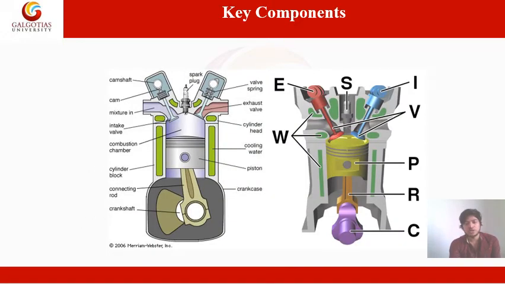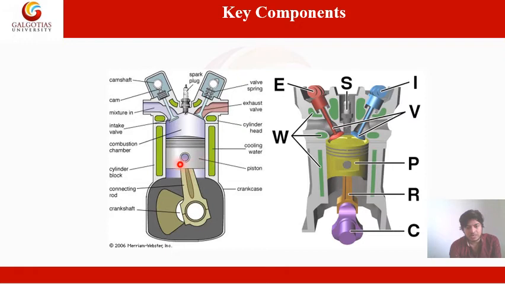Now, these two diagrams clearly indicate the different parts. Here you can see this is the spark plug, which is used to ignite the fuel. These are the camshafts; you can see they control, through the cam, this intake valve and this exhaust valve. These are known as spring valves. Here this is a cylinder head. You have seen the previous diagram. This is the cooling water.